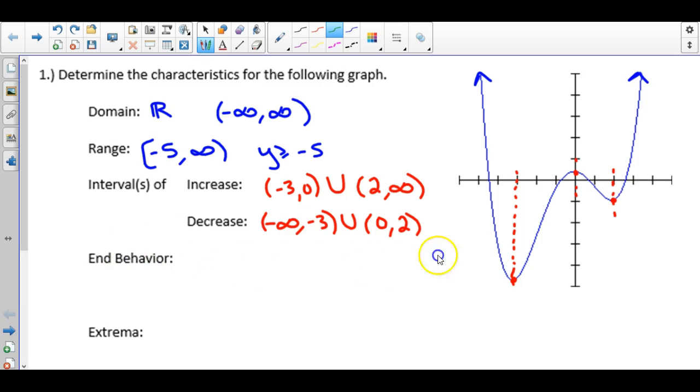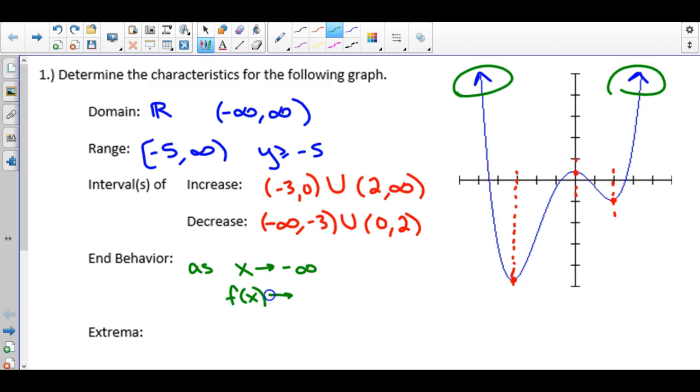End behavior is where we're focusing on where these arrows are pointing. So this one's going to go up and to the left, this will go up and to the right. So what we would say is as x approaches -infinity, so focusing on this arrow, notice your y values, your f of x values, are getting larger and larger. This arrow is pointing up to positive infinity. So that's one of the end behaviors. And on the other end, as x approaches positive infinity, so as this arrow points to the right, notice that those f of x, the y values, are also approaching positive infinity.